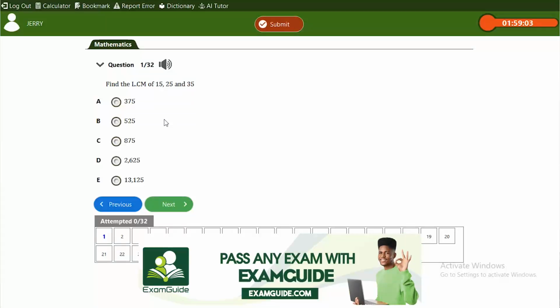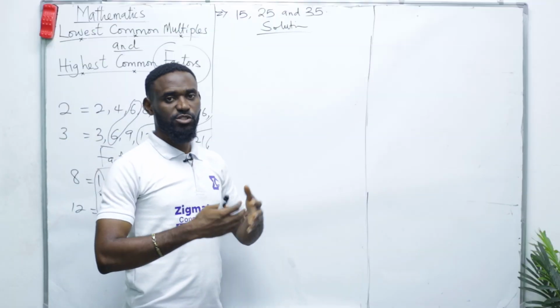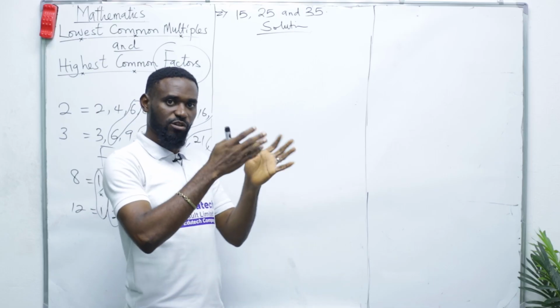It says, find the LCM of 15, 25, and 35. Solution. Let's look at the solution of these. All right. So the LCM of these are, now, in looking for the LCM of a number, there are 2 ways you can do this: the expansion method or the division method.